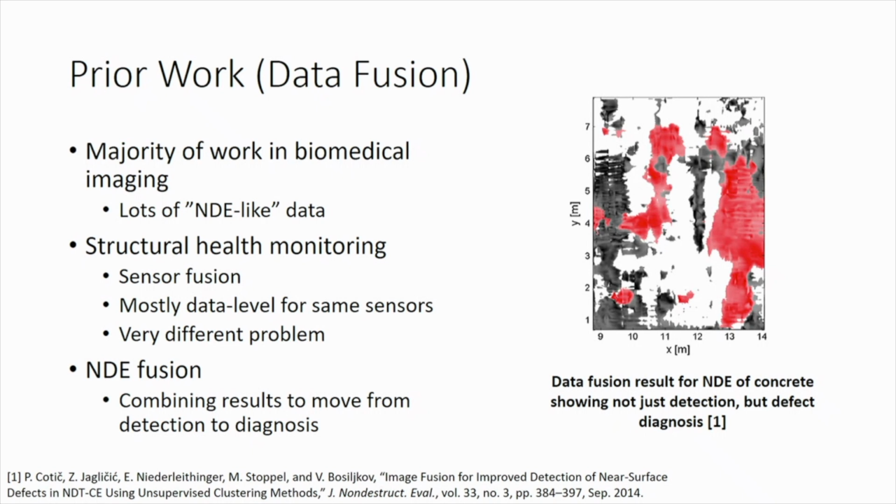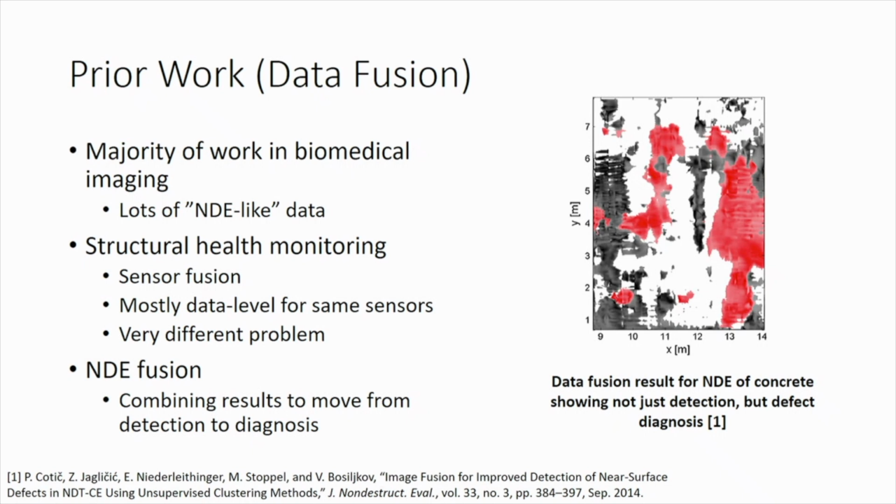On data fusion, mostly it's been done in biomedical imaging and research because they have NDE-like data. It's been done for structural health monitoring, but as I said, it's more on the data level fusion. So basically, imagine they're taking two different images from two different cameras of a crack, and they're monitoring that crack. And they use the two images to achieve a higher accuracy in crack detection, which is not really something that we look for when it comes to subsurface defects. They basically deal with a different problem.